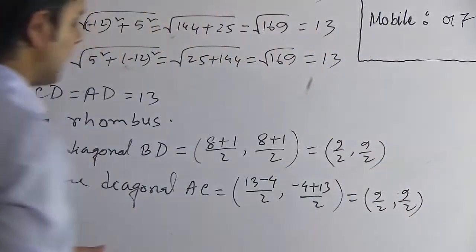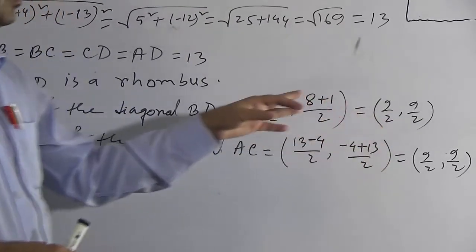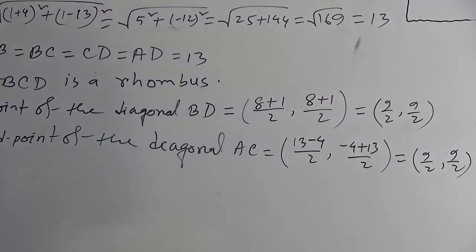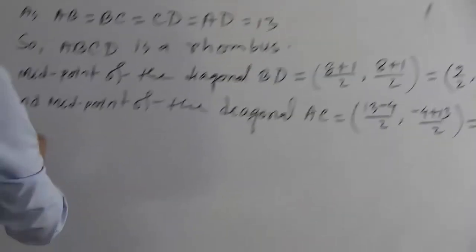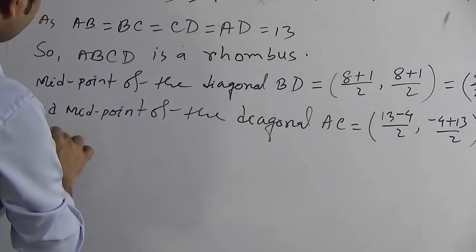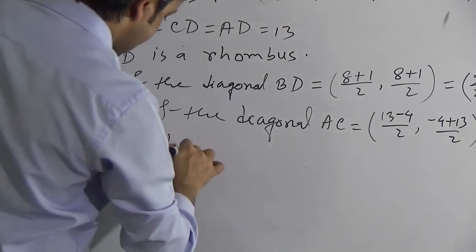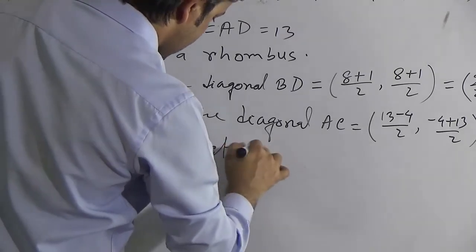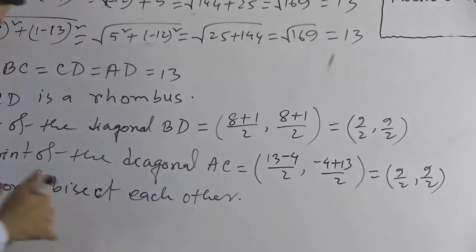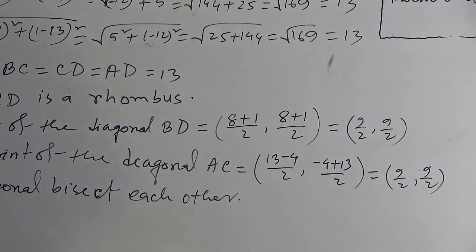As the midpoints of the diagonals are the same, the diagonals bisect each other. The diagonals bisect each other. This is a property, or characteristic, of the quadrilateral.